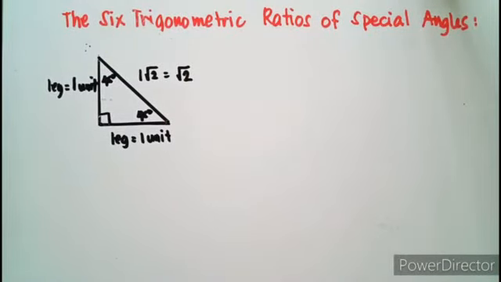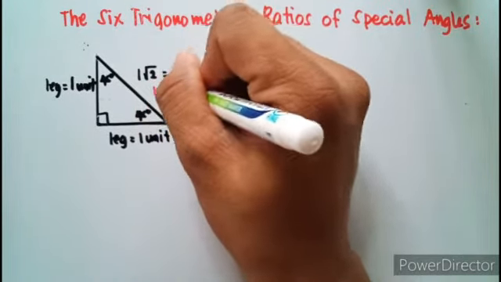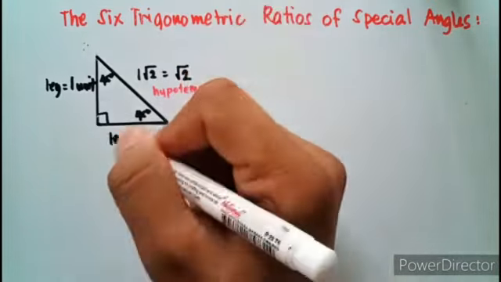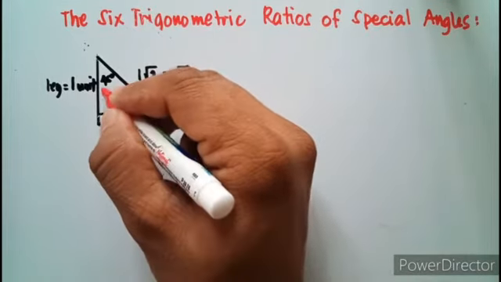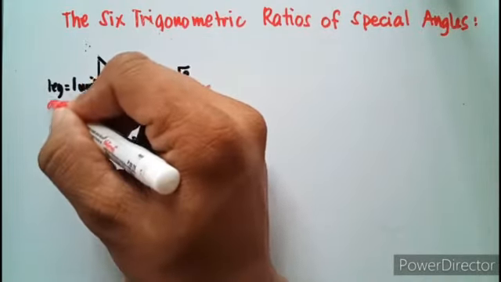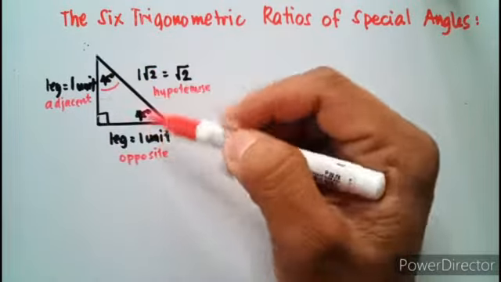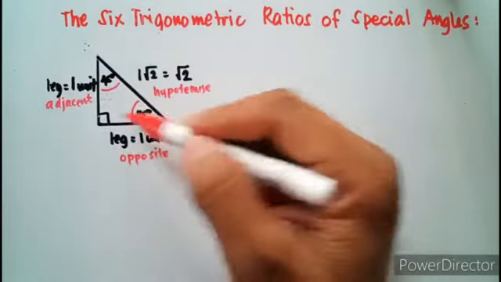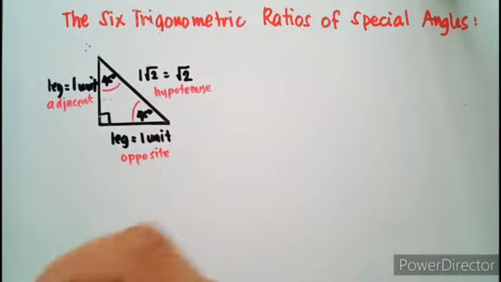Now, in getting our six trigonometric ratios, square root of 2 will be our hypotenuse. Then, this one will be our opposite, referring to this angle. And this one will be our adjacent. Now, in this triangle, the opposite and the adjacent can be interchanged because it's the same acute angle, which is 45 degrees. Now, let us get the six trigonometric ratios.